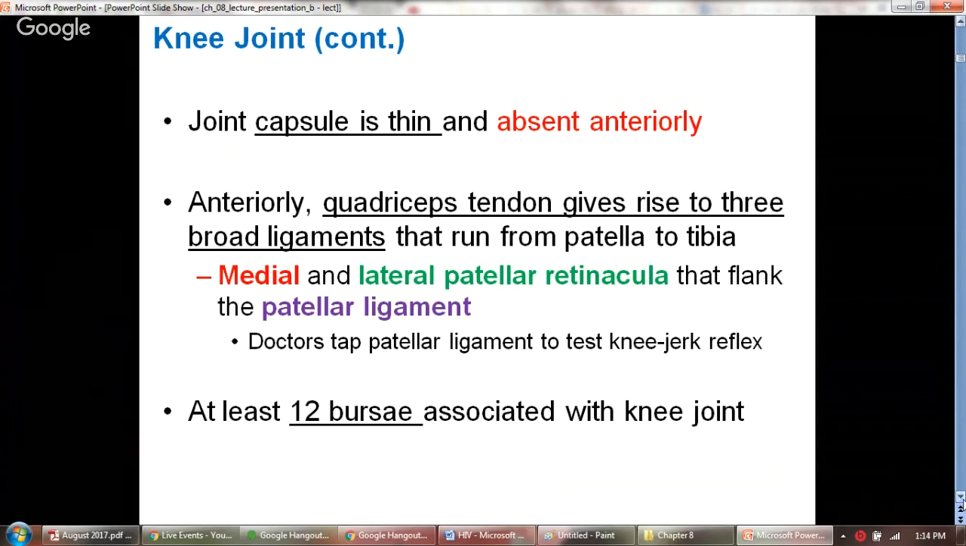And you might have heard the word knee-jerk reflex. That is where doctors test the reflex related to the patellar ligament. There are lots of bursae associated with the knee joint, about 12 bursae, and they prevent friction between the bone surfaces. They prevent the tendons, ligaments and muscles from rubbing against the bones.